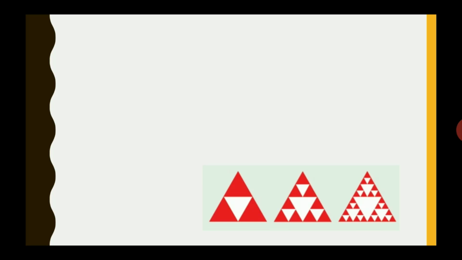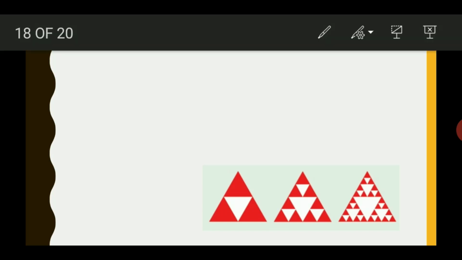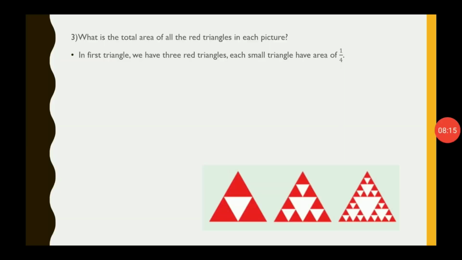Now the next question is, what is the total area of all the red triangles in each picture? In the first triangle, we have 3 red triangles, and each small triangle has an area of 1 by 4. So the total area of all red triangles in the picture will be 3 into 1 by 4, that is 3 by 4. We have a total of 4 small triangles in the first triangle, so one small triangle has the area of 1 by 4, and we have 3 red triangles. So the total area is 3 into 1 by 4, that is 3 by 4. Now we consider the second picture.